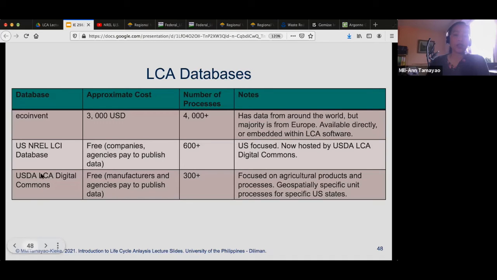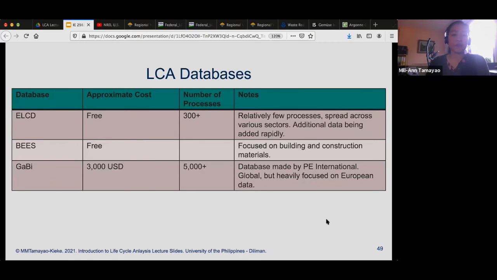You can also search for the USDA LCA Digital Commons. They have 300 plus processes. It is focused on agricultural products and processes, and it is geospatially specific for the US. And then you have two other free databases here, ELCD and BES. There are 300 plus for ELCD. They have relatively few processes, spread across various sectors, but there are additional data being added. And BES is focused on building and construction materials.